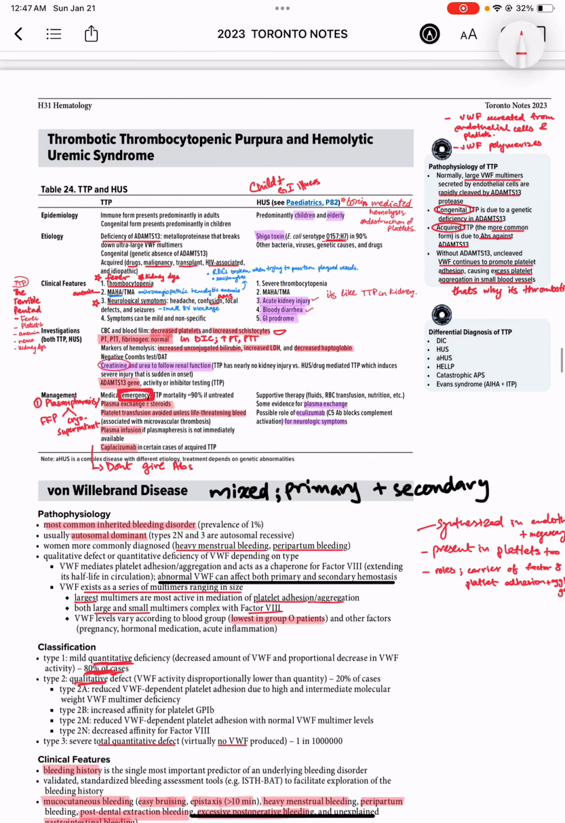Moving forward, we're going to talk about TTP, which is thrombotic thrombocytopenic purpura. It's not idiopathic now, it's thrombotic. So there would be formation of thrombus in it, right? What's the pathophysiology behind it?